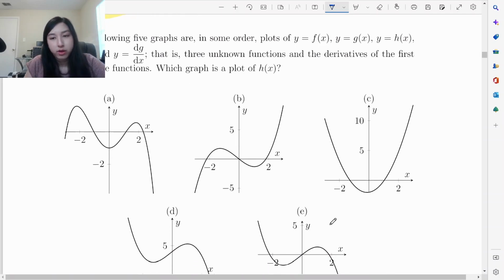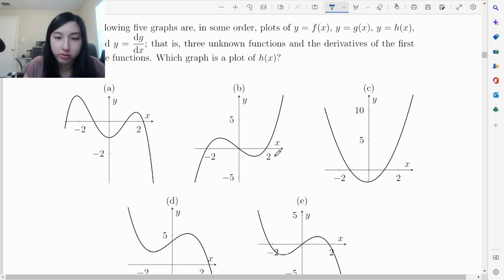Which graph is a plot of hx? The following 5 graphs are in some order plot of y equals fx, y equals gx, y equals hx, y equals df, and y equals dg. That is 3 unknown functions and the derivatives of the first 2 functions. What graph is a plot of h?